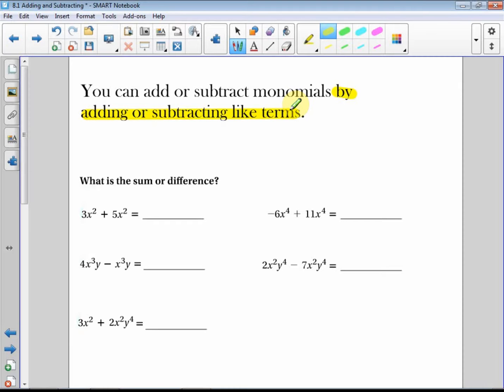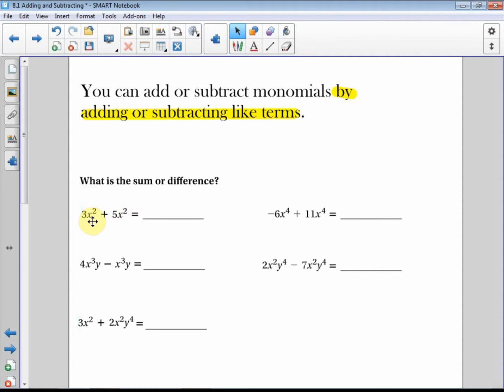And this is not the first time that you have combined like terms. You have done this many times. You guys should be semi-pros at this. The only real pro here is me. Just kidding, not really.